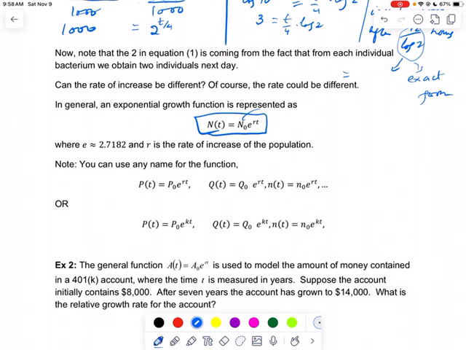So remember, what is e? e is the irrational number, which is approximately equal to 2.7182, and R is called the rate of increase of the population. Now you can use any name for the function. Usually we will use this one for population and this for any other quantity, and you will notice that we often use this one for the decay model, because the decay model is very similar. The only difference is that there we have a rate of decrease, not increase. Okay, so let's look at the next example.